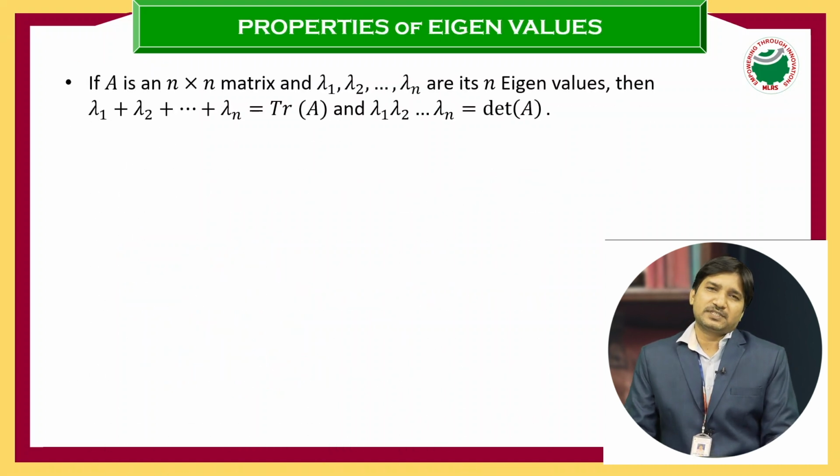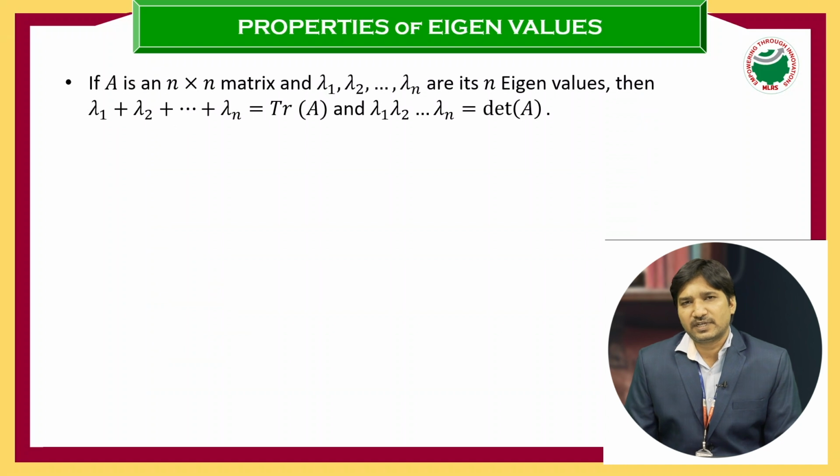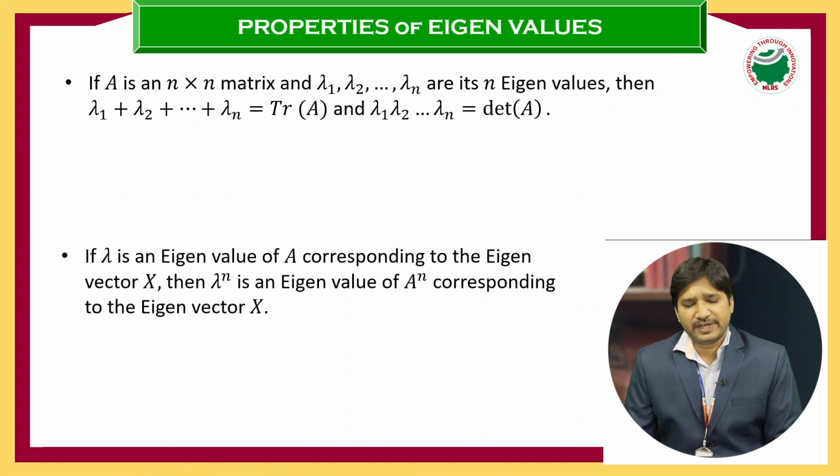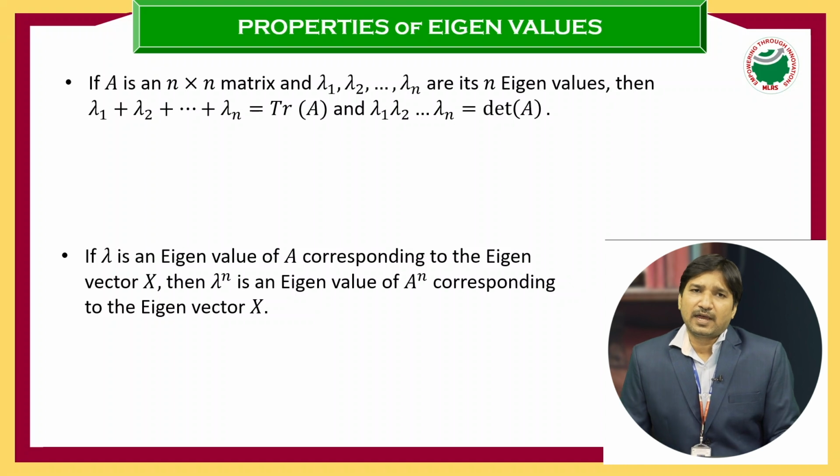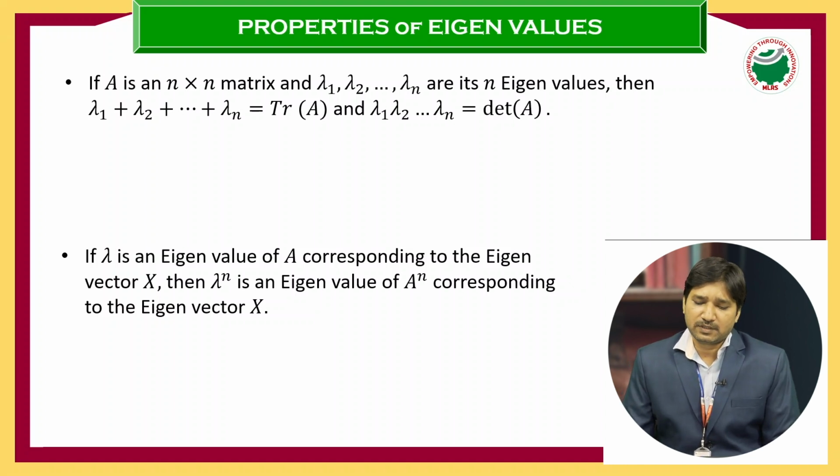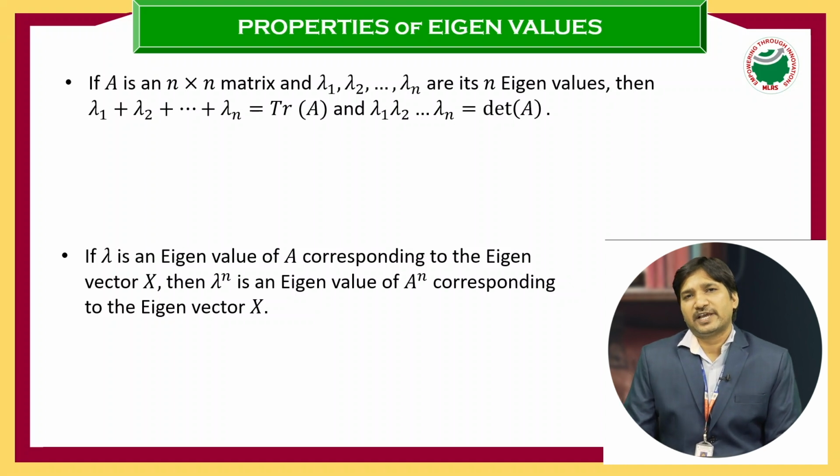Now we discuss some properties of the eigenvalues, which are important. If A is an n into n matrix, we have n eigenvalues: lambda 1, lambda 2, up to lambda n are the n eigenvalues. Then the sum of the eigenvalues is the trace of the matrix, and the product of the eigenvalues is the determinant of the matrix.